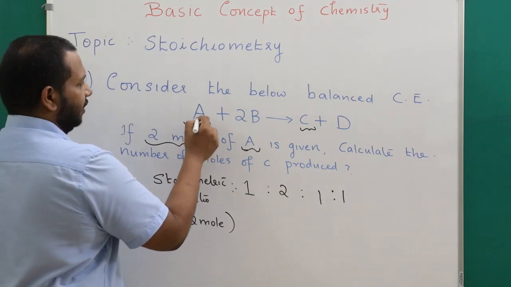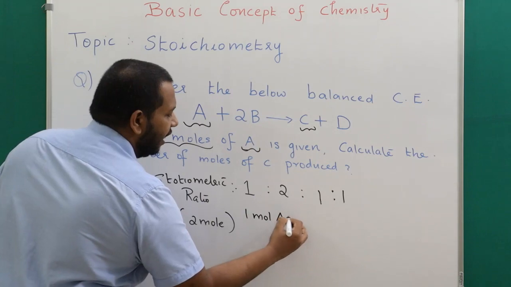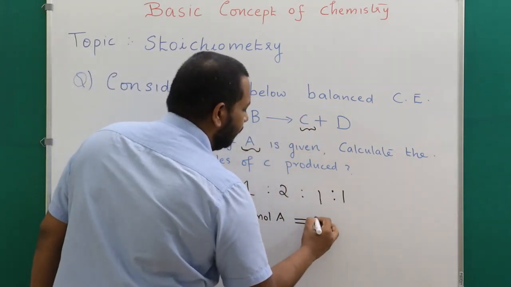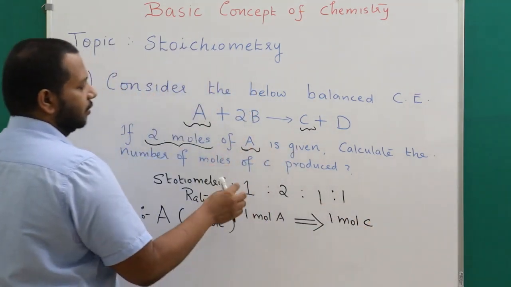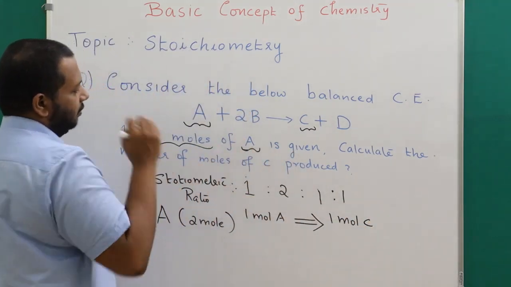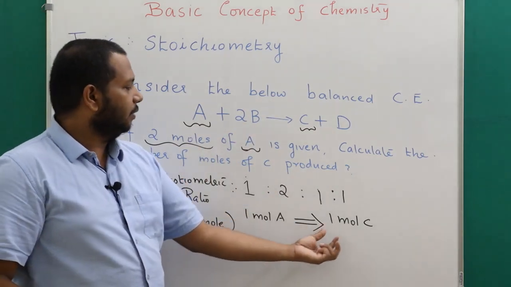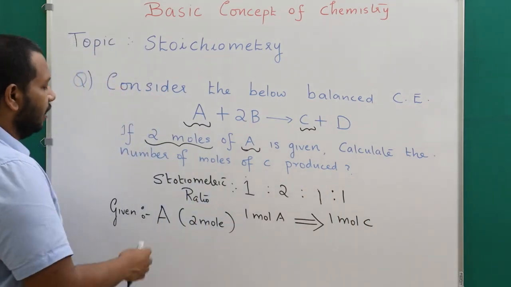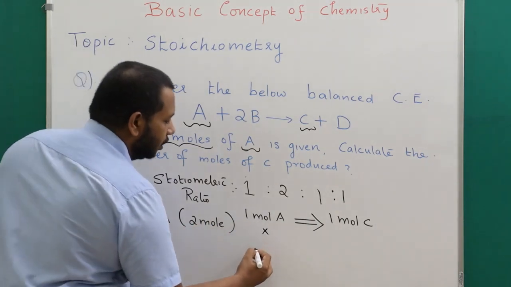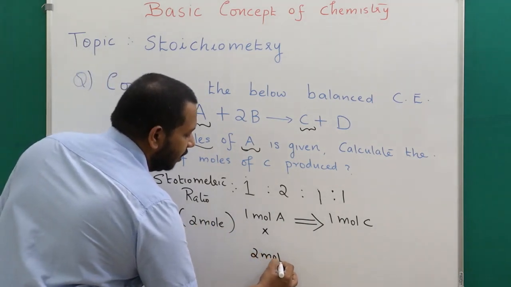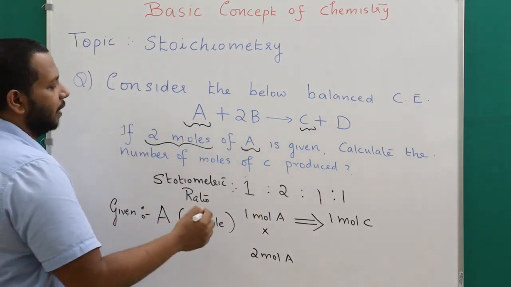The stoichiometric equation can be written as 1 mole A can give you what? 1 mole C. Correct? You can see 1 mole of A can give 1 mole of C. Why am I not taking B here? Because B is present in excess. So 1 mole of A gives 1 mole of C. Now the question is how much you are given. 2 mole is what you are given. So I want to convert this into 2 mole A. Now tell me, to convert 1 mole of A to 2 mole of A, what should you do? Multiply by 2.